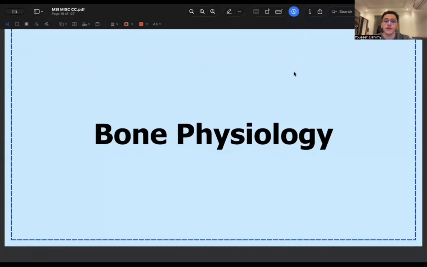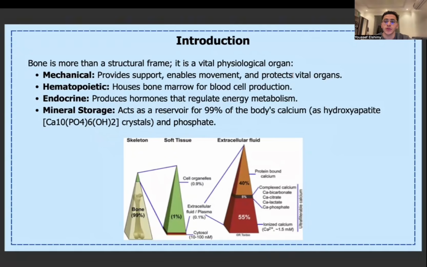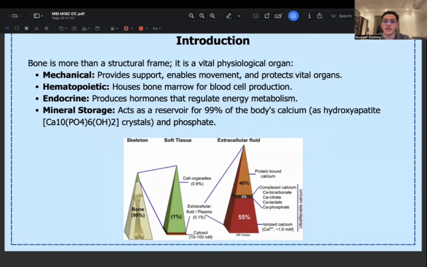Moving on to bone physiology. We know that bone has a structured frame, but it has a lot of other physiological functions. Other than providing mechanical support, enabling movements, and protecting vital organs, it has a lot of physiological functions.